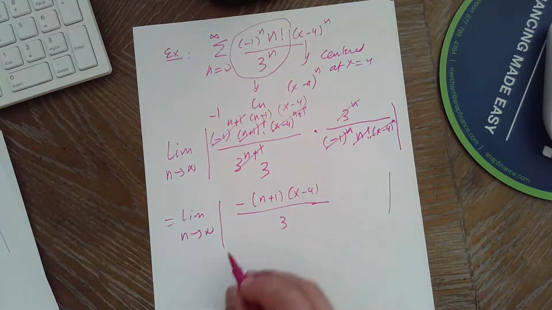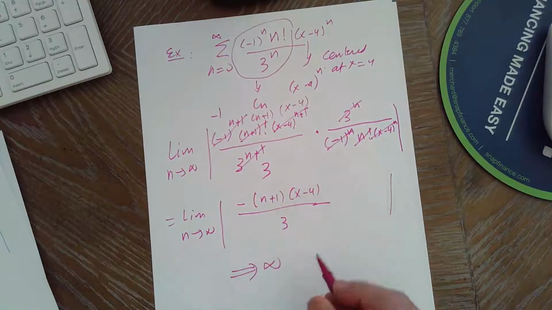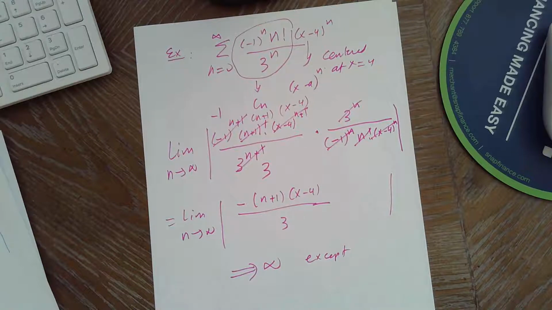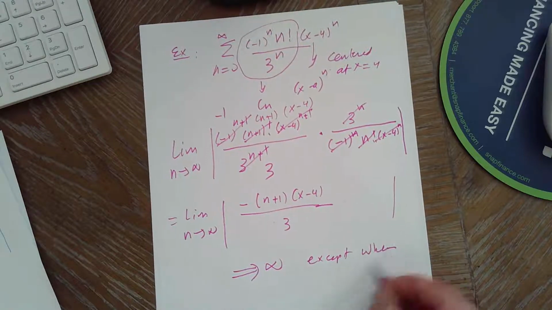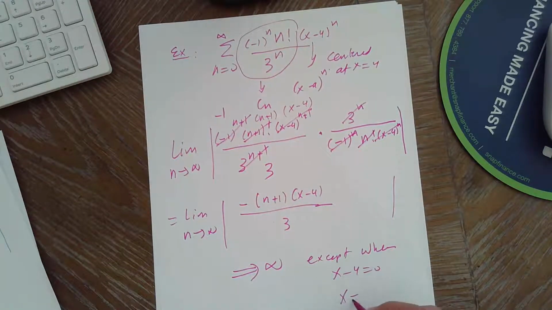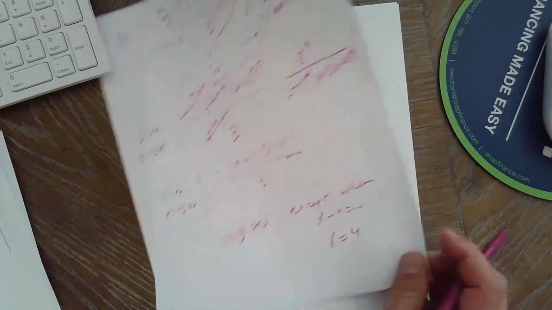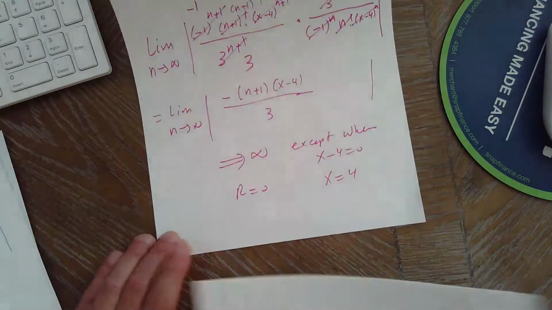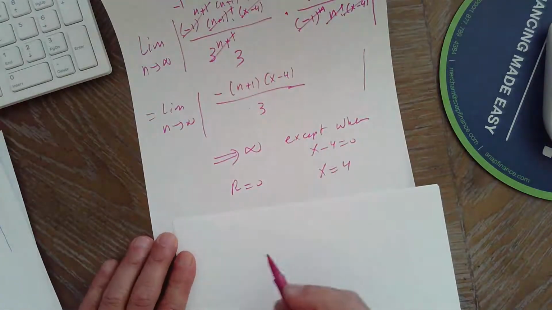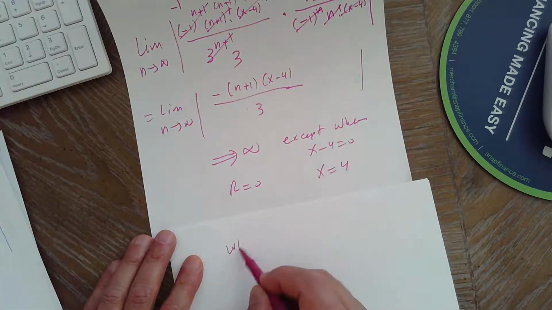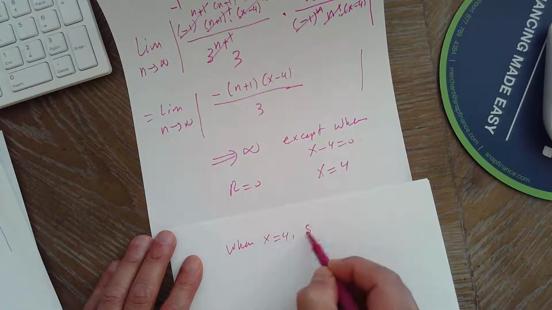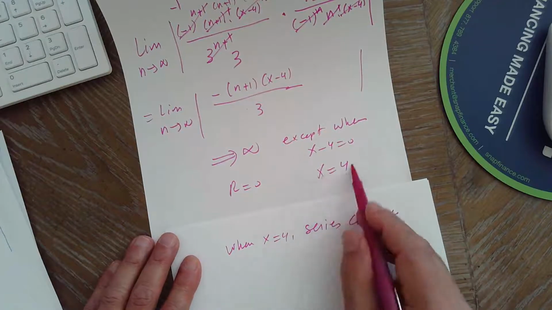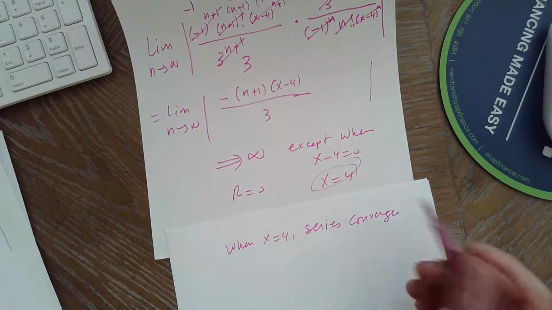So this goes to infinity, obviously, except when x minus 4 equals 0, because infinity times 0 is indeterminate. Except when x minus 4 equals 0, when x equals 4. Okay, so R equals 0, obviously, right? Because when x equals 4, the series converges. This is the case where it converges only at one value.